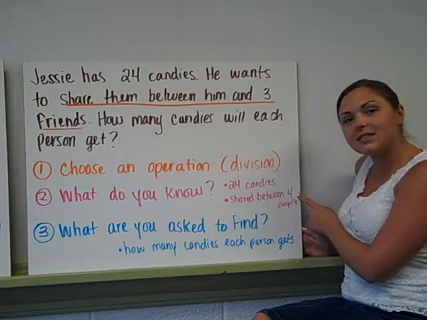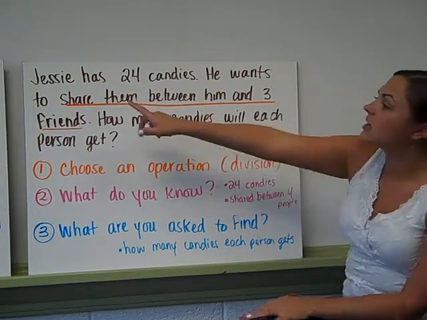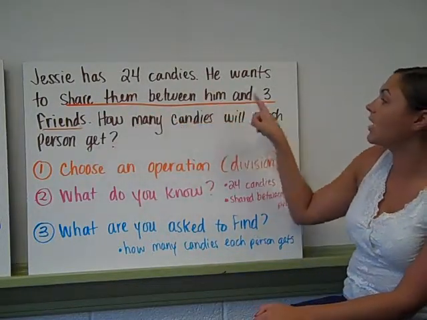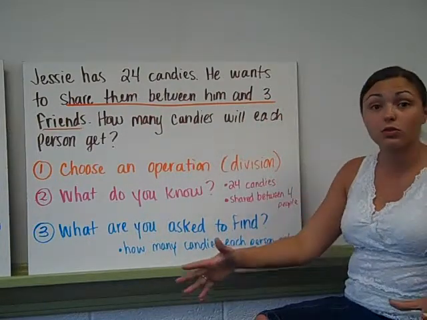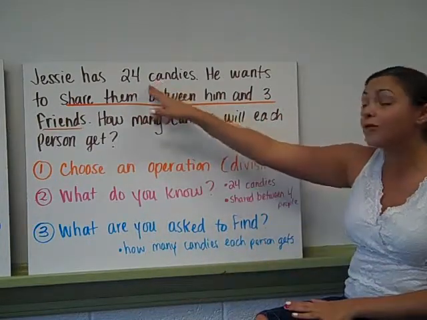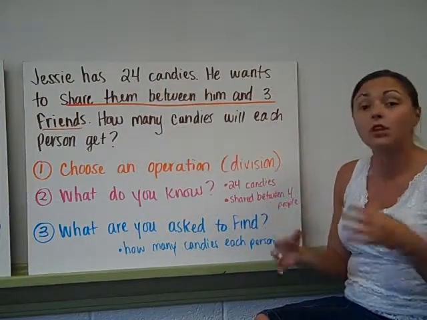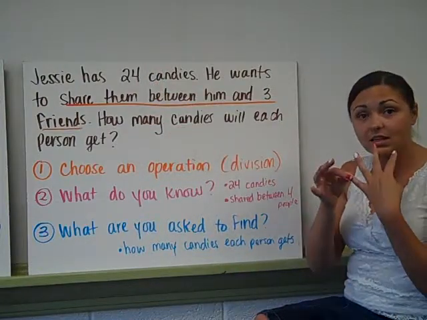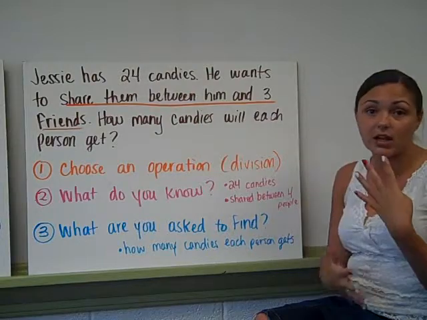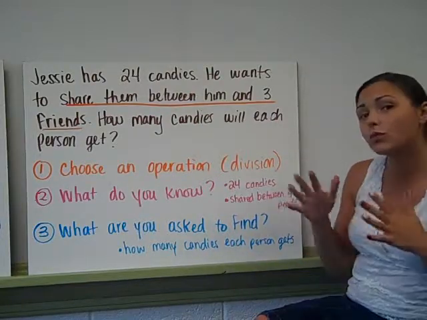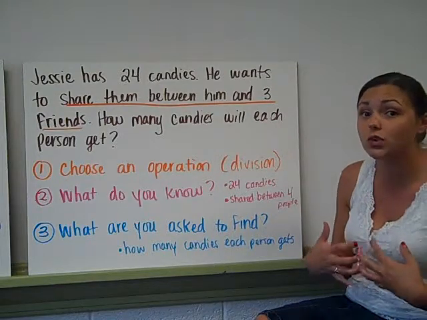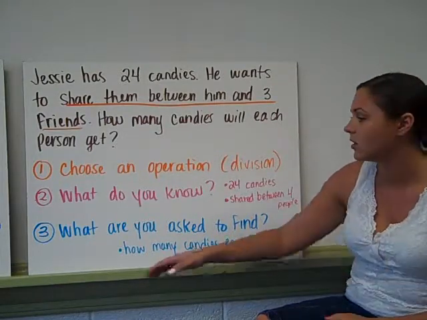The reason why I said 4 people is because it says he wants to share them between him and 3 friends. So he wants some, and then he wants to share it with 3 friends. So it's actually all 24 candies are getting shared between 4 people. Jesse, and then 1, 2, 3 friends. That's why it's split into 4. So you need to be really careful because questions will try to trick you. You have to be a good math detective.